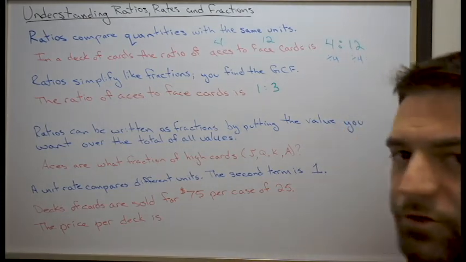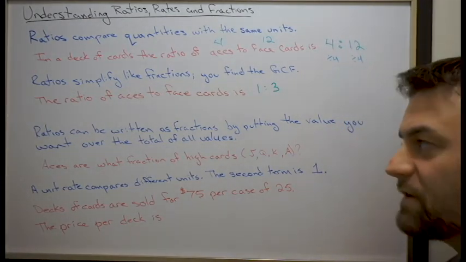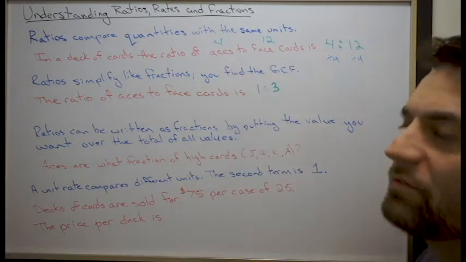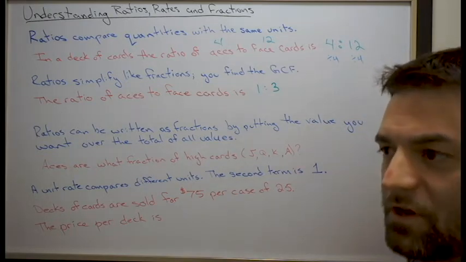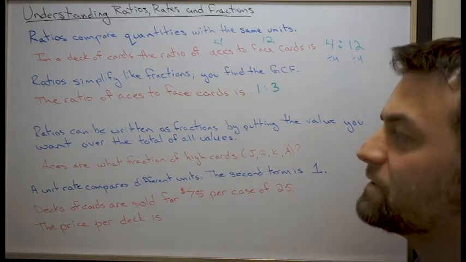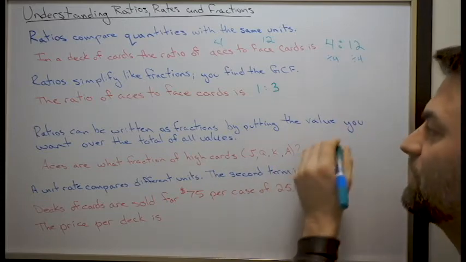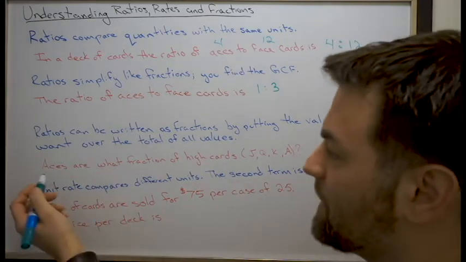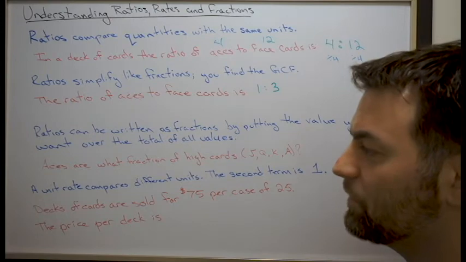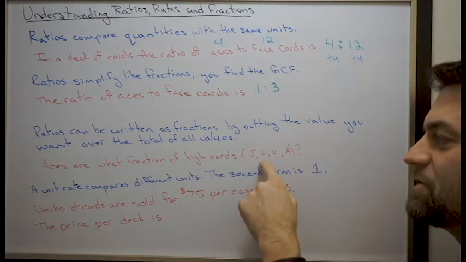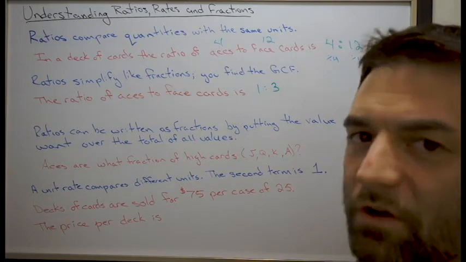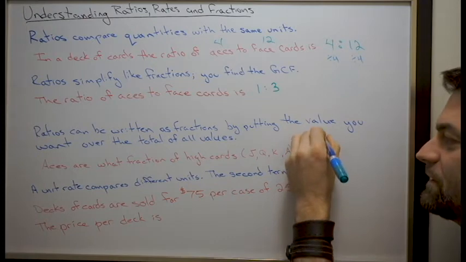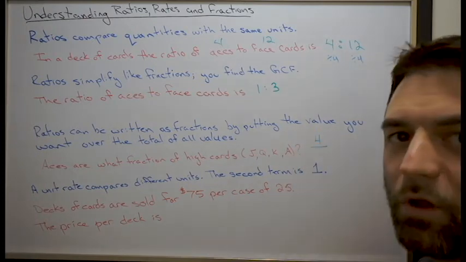Now, ratios can also be converted to fractions, but it's not just by sticking one number on top of the other. So we can't just put 4 over 12 down as our fraction. Fractions talk about the part of the whole. So in this case, we take the part that we want, the value you want, and you put it over the total of all the values. So in the case of our aces, if we count jack, queen, king, and aces as high cards, what fraction are the aces? Well, it's not 4 to 12, it's 4 aces to how many total high cards do we have?